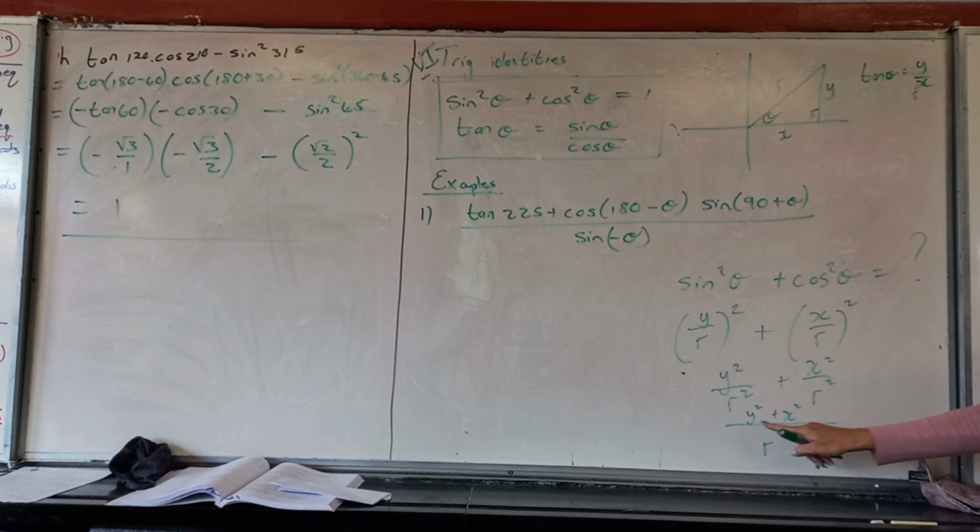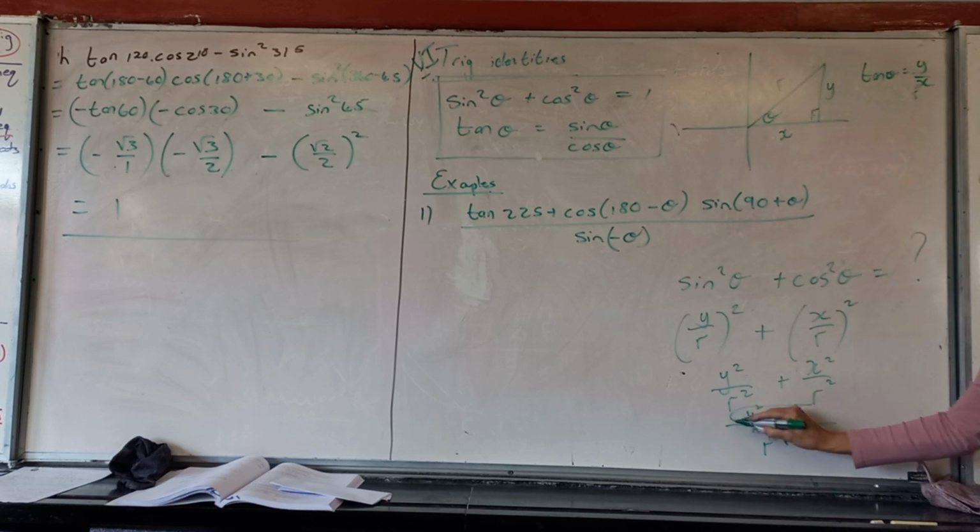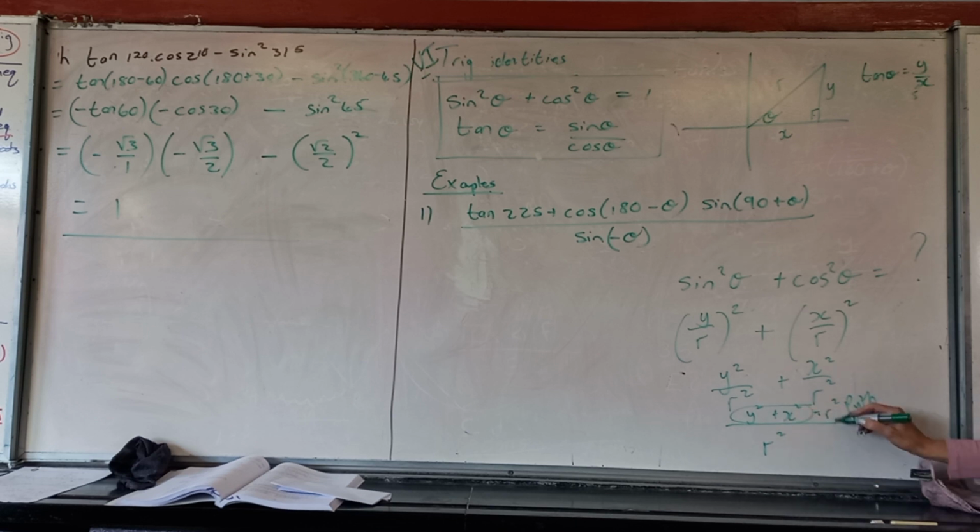But what is y squared plus x squared? X squared plus y squared will be r squared because of Pythagoras. And so what's the answer? 1. You're never going to prove it, but there's the proof.